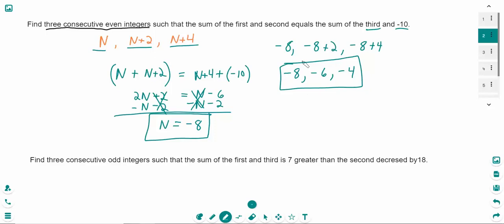There are our 3 consecutive even integers such that the sum of the first and second, which would be negative 8 plus negative 6, that's a negative 14, and the sum of the third, negative 4, and a negative 10. A negative 4 and negative 10 would also be a negative 14. So therefore, great. That is the correct solution.